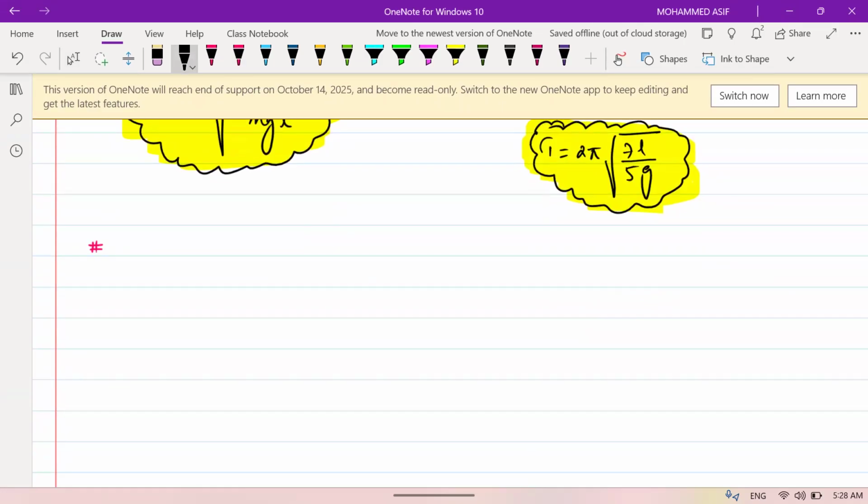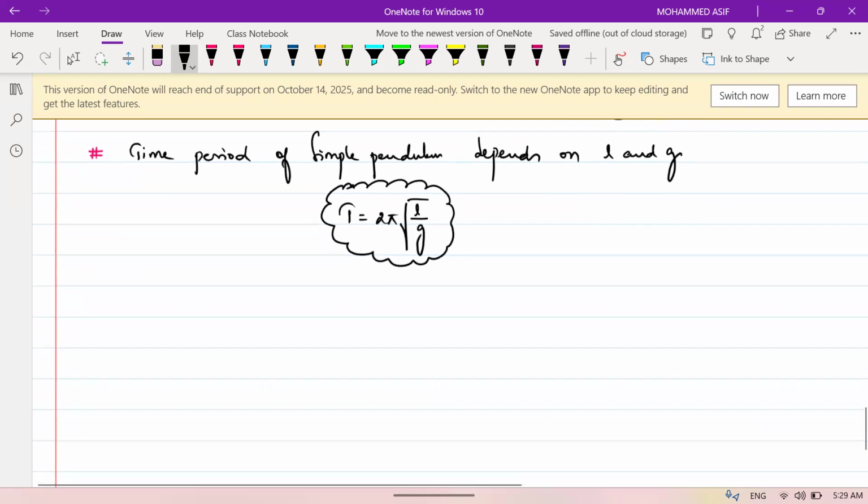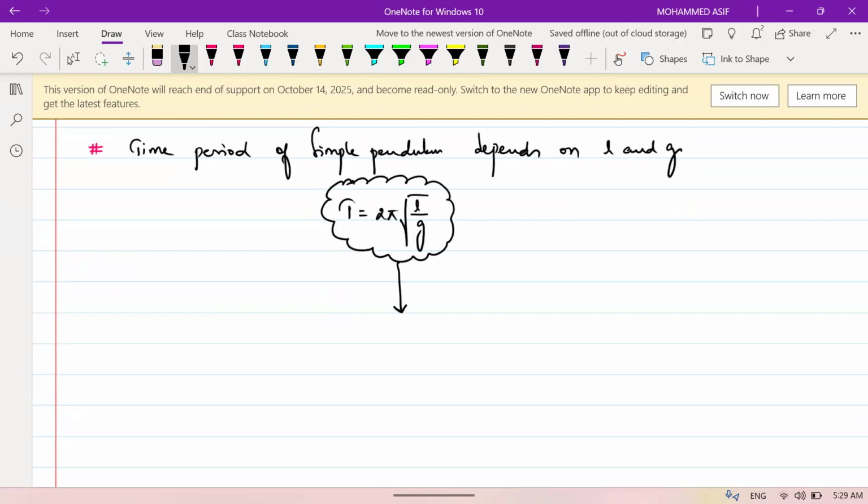Now tell me, the time period will depend upon what, beta? Length and g, for a point mass. The time period of a simple pendulum depends on L and g. The time period is T equals 2 pi under root of L divided by g. So this is your time period. T equals 2 pi under root of L divided by g. Am I clear?